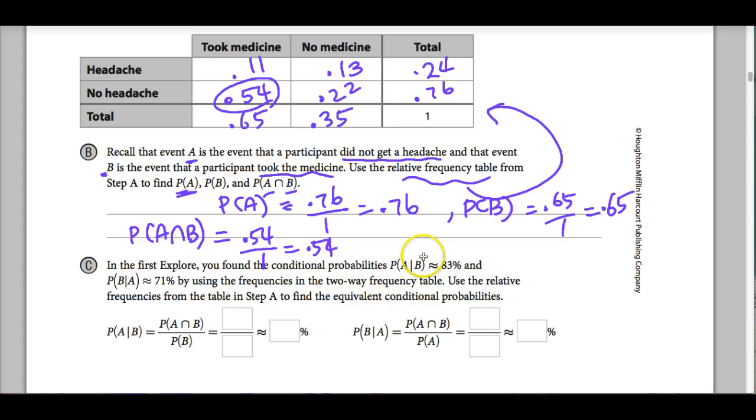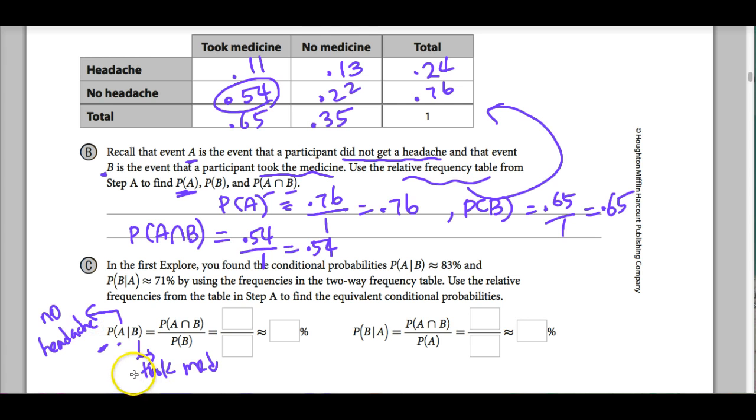You found the conditional probability. Okay, the probability of A given B, and that was 83%. I guess up there when you calculate it was 83%. And then the other one was 71%, right? So you can go ahead and use the relative frequencies from the table in step A to find the equivalent conditional probabilities. So basically, what is the probability of A given B? What was A anyway? The probability of participants not getting a headache, given that they took the medicine. So they took the medicine, and then A is, oh, the medicine fixed it, so no headache.